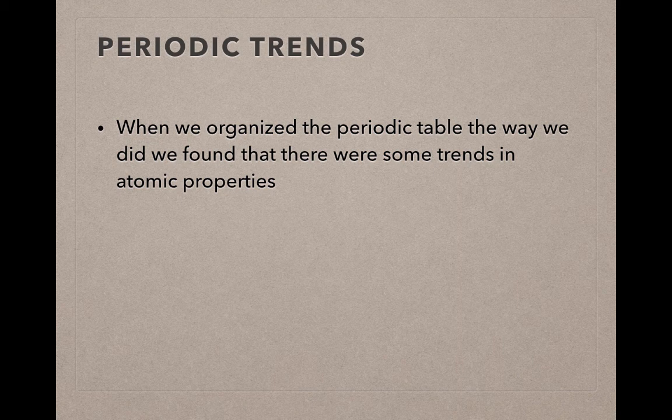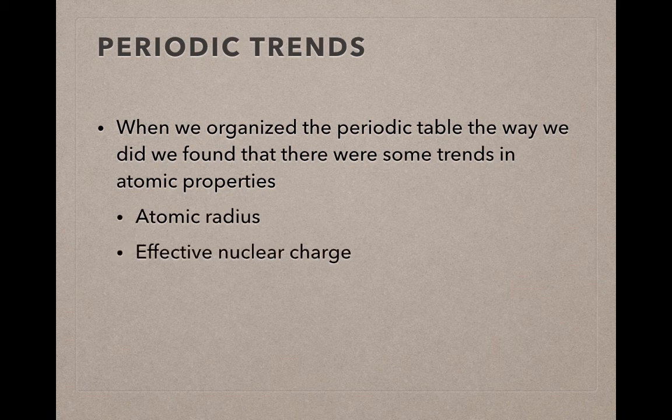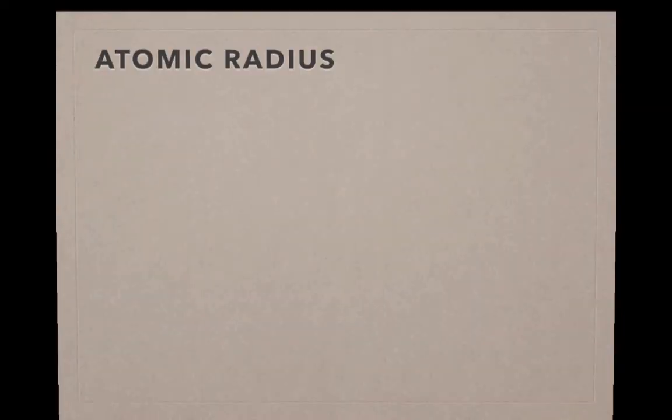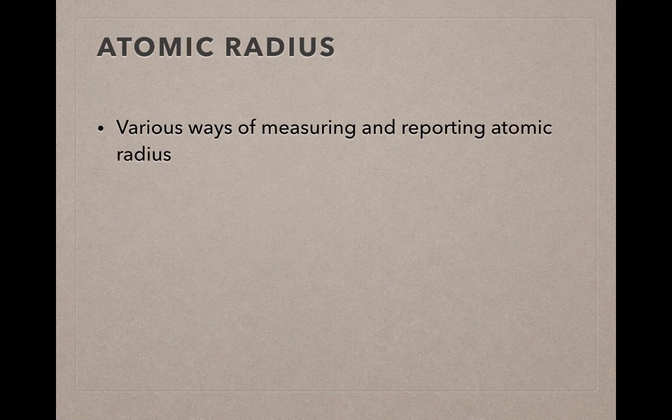We see trends also in the periodic table. Even though we only organized the periodic table by chemical properties, we also found that there are trends in atomic properties. Some of those periodic trends involve atomic radius and effective nuclear charge. For atomic radius, we found that there are lots of different ways of measuring and reporting it.